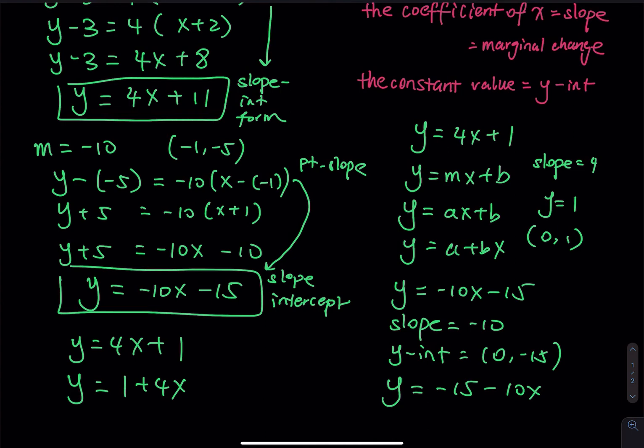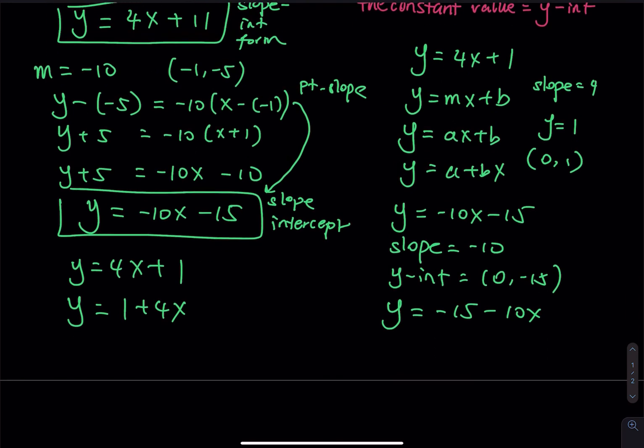And then I also showed you how to go from point slope to slope intercept. Then some people might ask me, hey, you just went from point slope to slope intercept. How about this? Can you go backward? Can you go from slope intercept back to point slope? The answer is yes, we can go backward. I am going to give you an example right now.